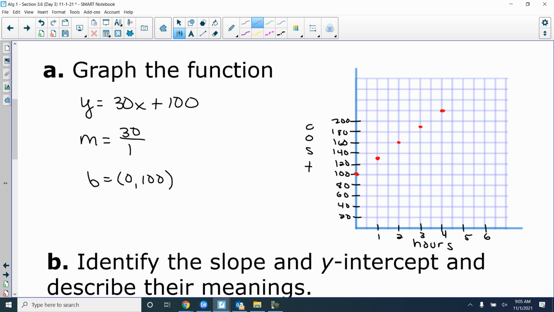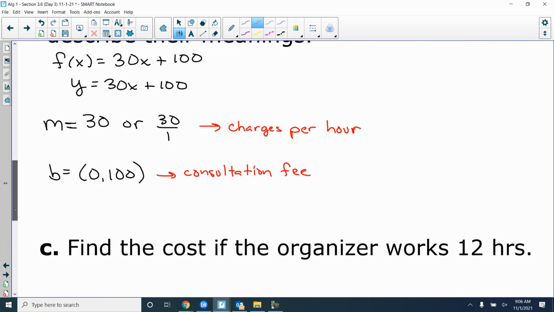Now, we can't have negative cost. So really, this graph is just going to start at 0, 100, and then go to the right. Okay, so that's our graph. So you're going to go up $30 over 1 hour, up $30 over 1 hour. Starting at $100, the next one will be 1 hour, 130. Okay, so we got all this.